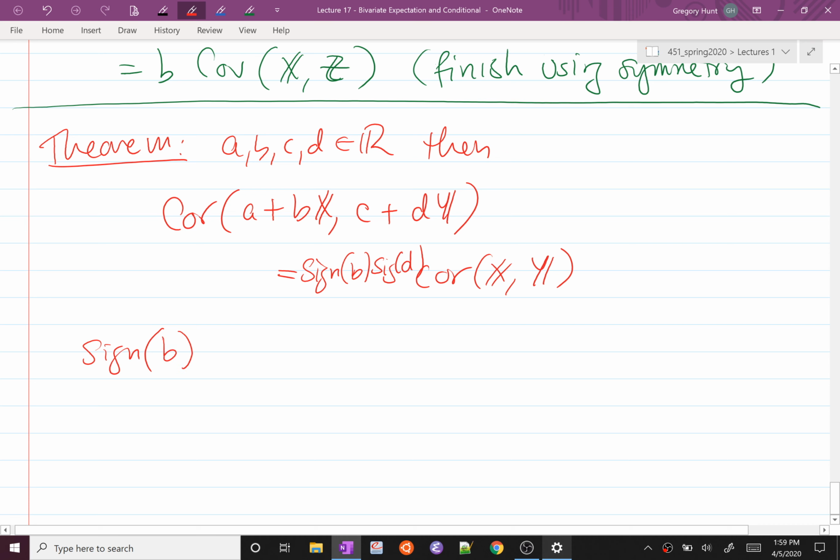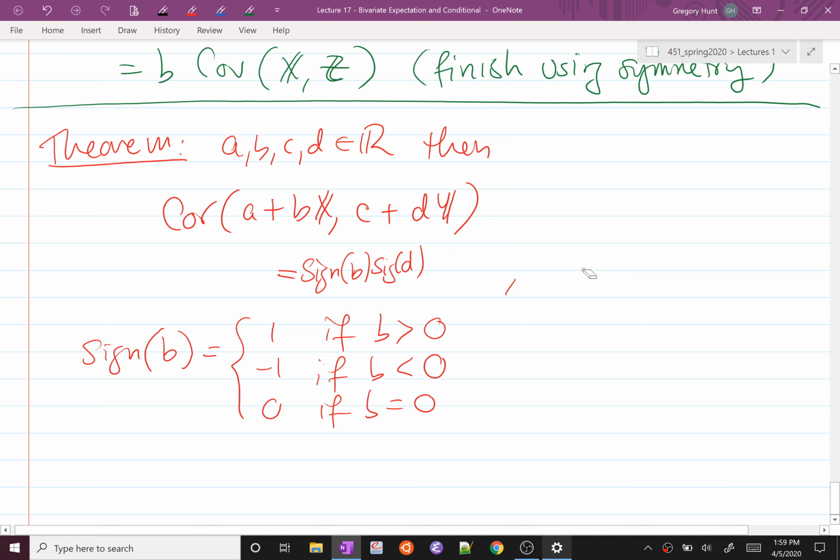let's say it is 1 if B is bigger than or equal to 0, and negative 1 if B is less than 0. I guess sometimes people break this out into 3 cases. They'll say 1 if B is bigger than 0, negative 1 if it's less than 0, 0 if B is 0. Okay. So we have to multiply by the sign. So we have to flip the sign.